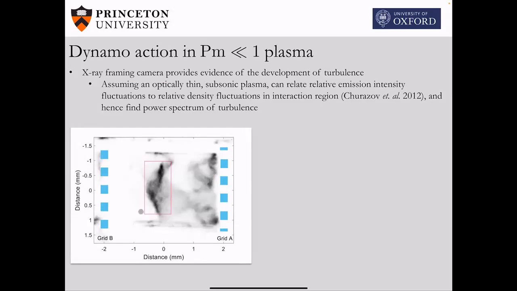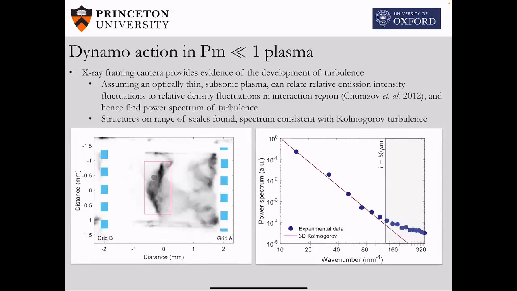So here's one of our images, and using these techniques we can back out a spectrum of the fluctuations. We find structures over a range of scales and a spectrum that's consistent with Kolmogorov turbulence. So the conclusion from this is that the interaction region does seem to be manifesting turbulence, and even if we're being a bit more conservative, it's certainly manifesting stochastic motion, if not necessarily a fully developed turbulent cascade.